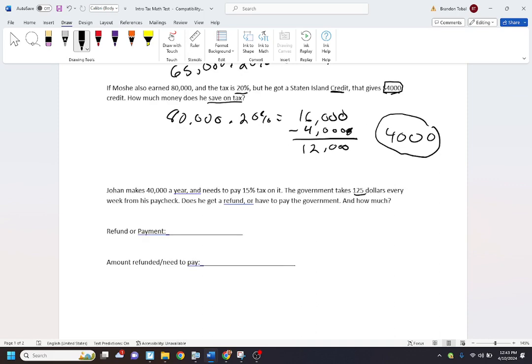Yeah, the previous question. You could have figured it out. It was a credit, yeah. I think on the test, I'll separate it first. How much would he pay without the credit? How much does he pay with the credit? And then how much does he save? So it's not so much a freebie, okay?